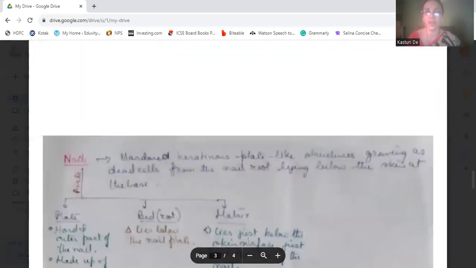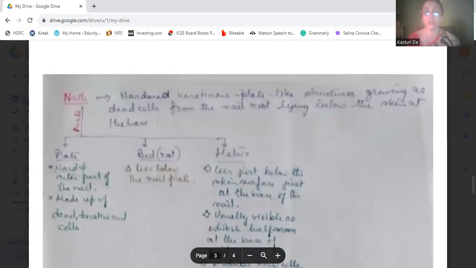Next we come to the nails. That is also a derivative of the skin, which is a hardened keratinous plate-like structure. The nail is a hardened keratinous plate-like structure, which grows as dead cells from the nail root lying below the skin at the base. Below the skin, at the base, we have the nail root, from where dead cells grow. Dead cells come up, forming a keratinous plate-like structure, which is known as nails. And it hardens up.